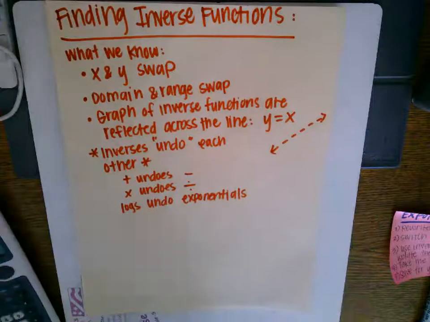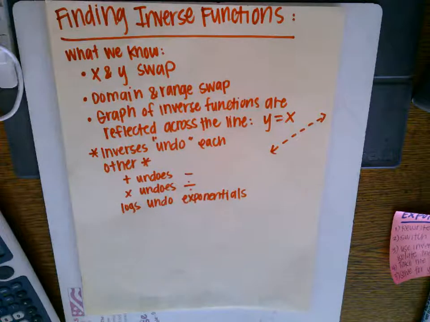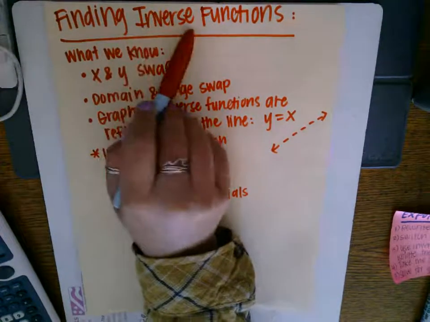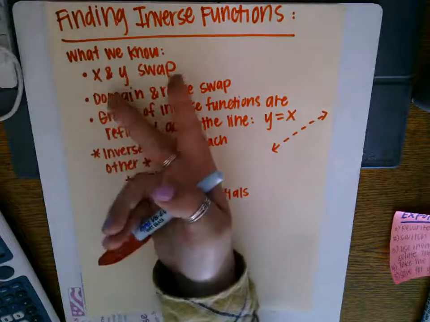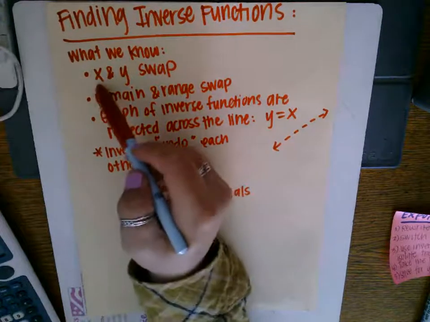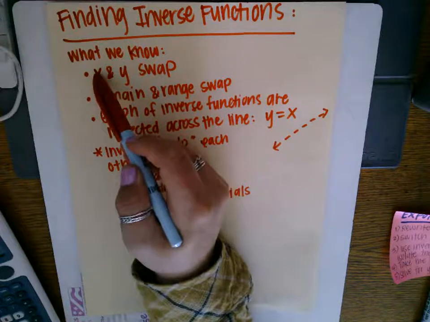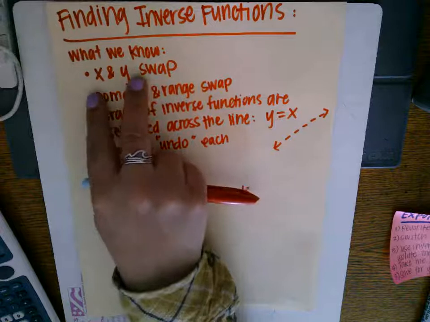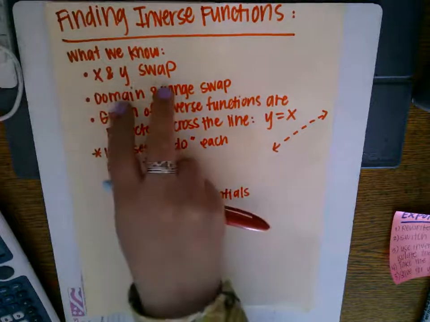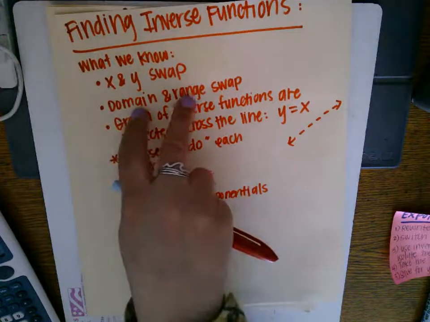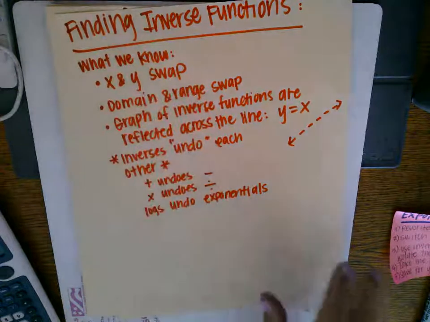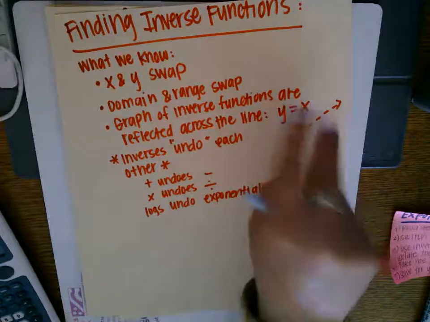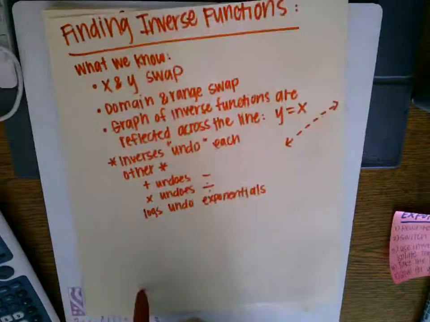As we are finding inverses, we needed to remember what we know about them. For example, we know that properties of inverses are that the x and y variables swap. Remember, all possible domain values are x values, and all possible range values are y's. So if these two variables swap, then the domain and range for a function and its inverse swap. And because of that, the graphs are reflected across the line y equals x.